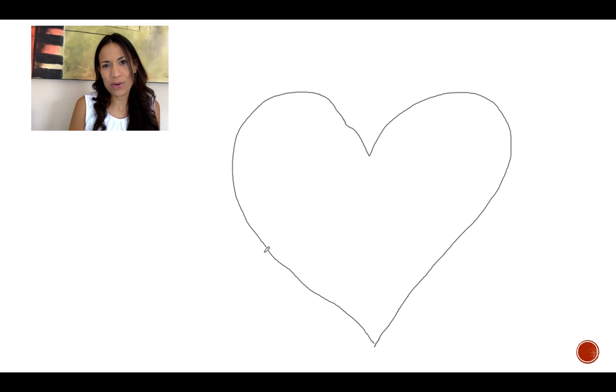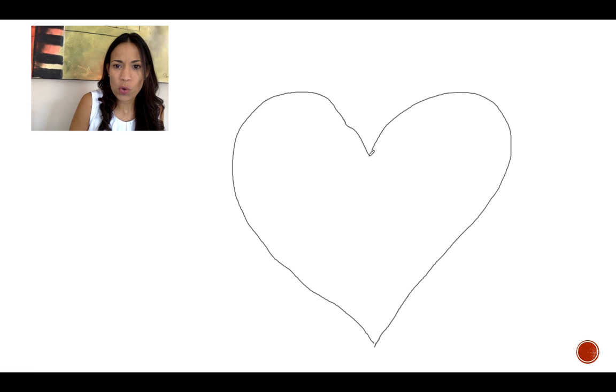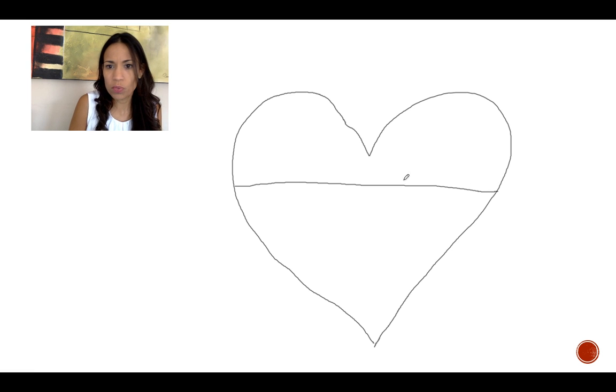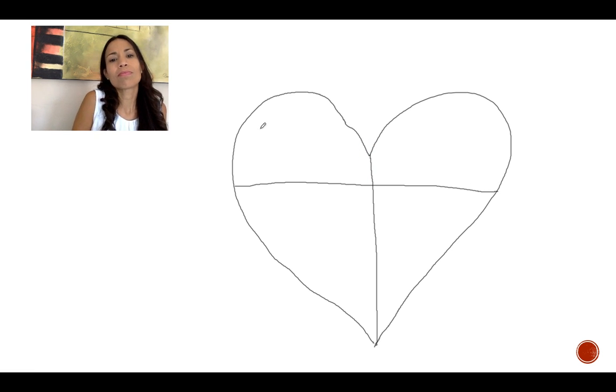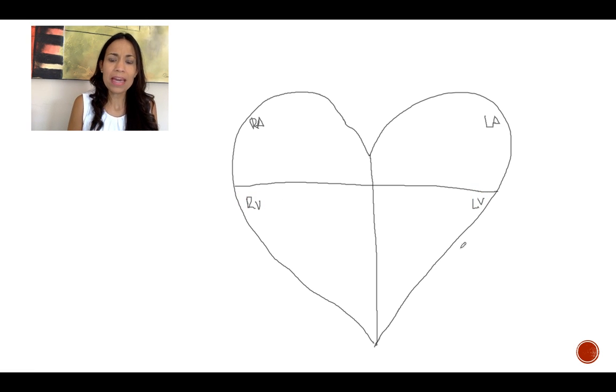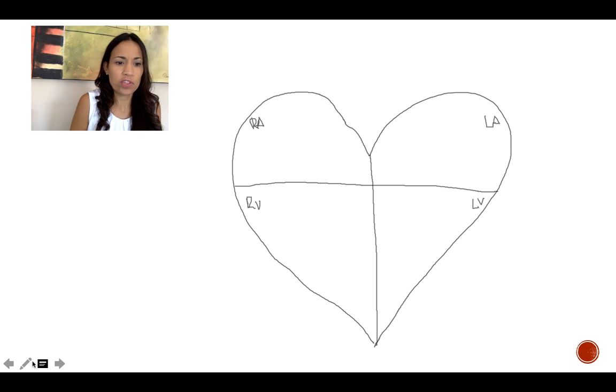So, of course, we know this is not the shape, but it makes it fun. So, we have 4 chambers, right? We said that we have 2 superior atrium and 2... This is your right atrium. This is your left atrium. This is your right ventricle. And this is your left ventricle. Okay? So let's describe what do we have in each of these chambers.